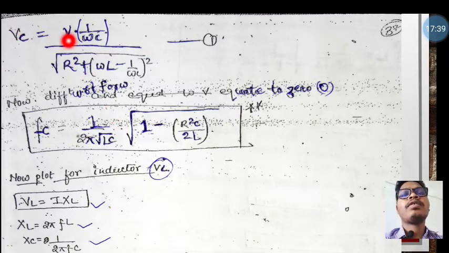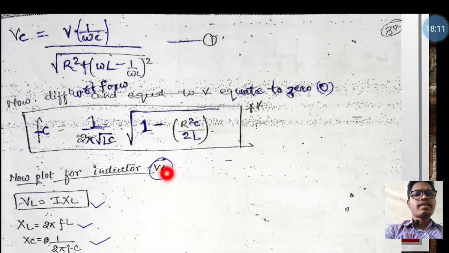Now VC is equal to V, so XC is equal to 1 divided by omega C, divided by root over of R square plus (omega L minus 1 divided by omega C) square. This is equation number 1. Now differentiate with respect to omega and equate to 0. So differentiate this equation and equate to 0, then we will get FC is equal to 1 divided by 2 pi root over of LC, times root over of 1 minus R square C divided by 2L.